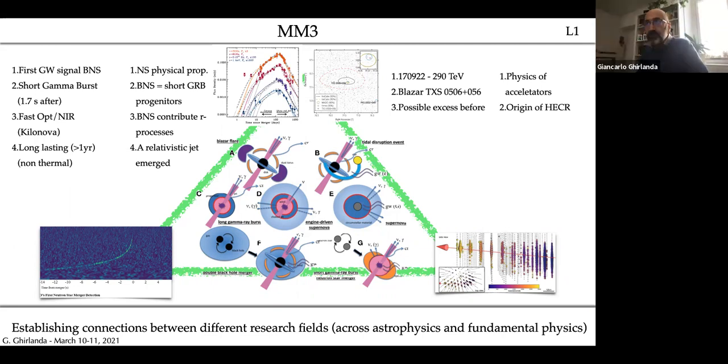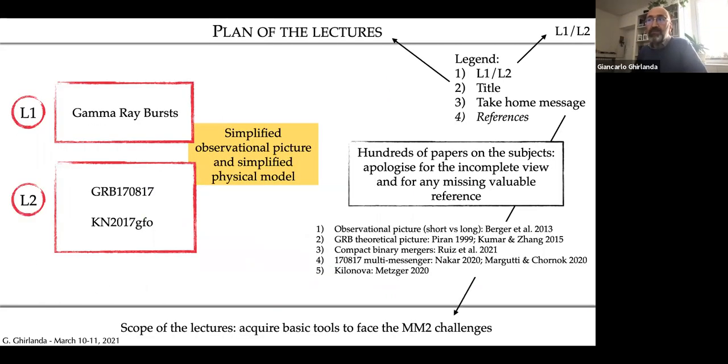So this is to introduce the subject. And now I'd like to tell you the plan of these two lectures. I thought about dividing the lectures into two parts.